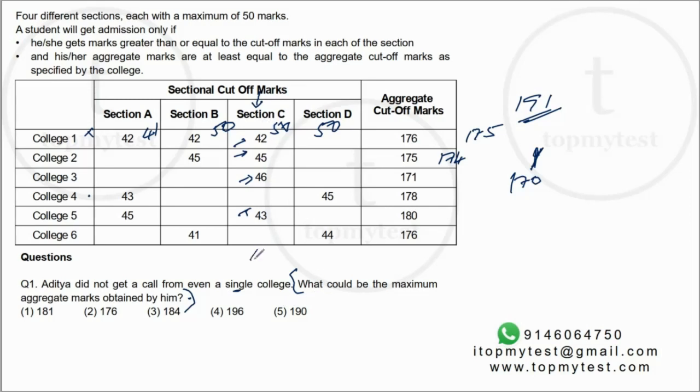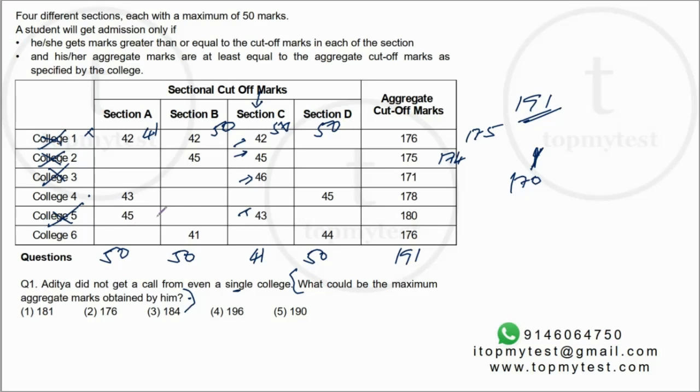Section C, if you score a 41 here, and I score 50, 50 and 50 elsewhere, my total score will be 191, but I'm not going to get into college 5. I'm not going to get into college 3. I'm not going to get into college 2. I'm not going to get into college 1 also, because I've messed up the sectional cutoff. So 4 out of 6 I've already messed up. Now I need to mess up the remaining 2 colleges as well.